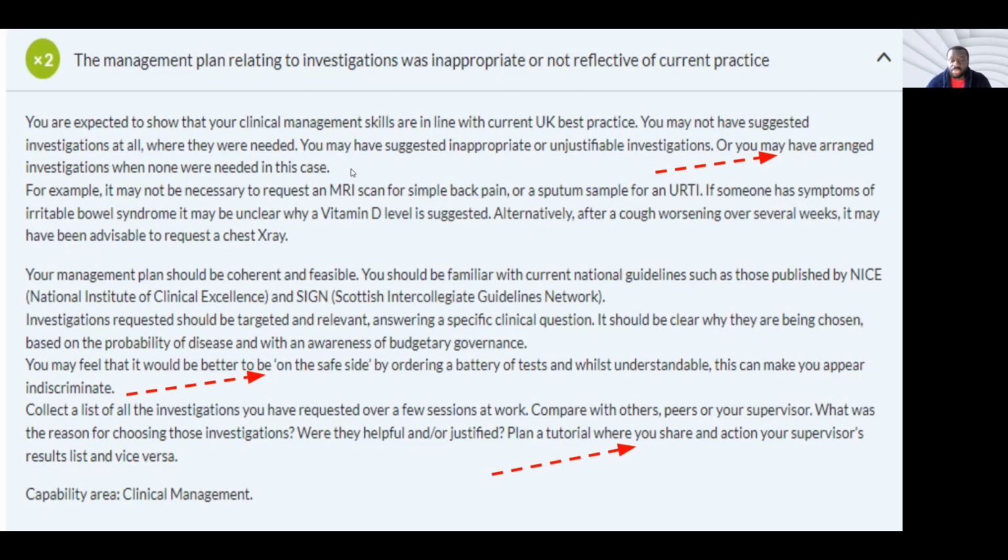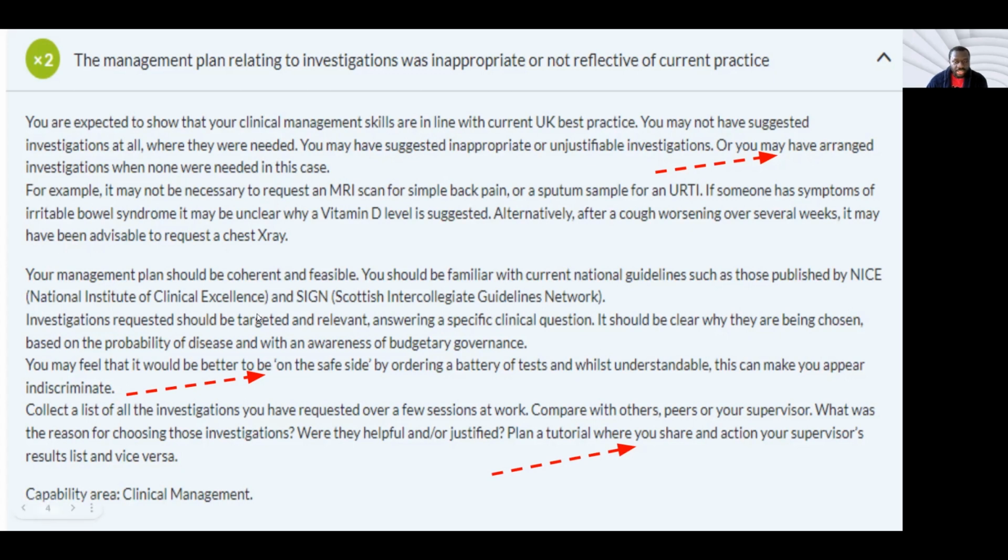In this case, a patient with simple back pain, uncomplicated back pain, no red flags, and you want to get an MRI scan of their back or even an X-ray of their back, no history of trauma, no red flags. And why do you want to get an X-ray? Why do you want to get an MRI scan? You can manage conservatively, at least on safety nets, and probably arrange a follow-up if needed.